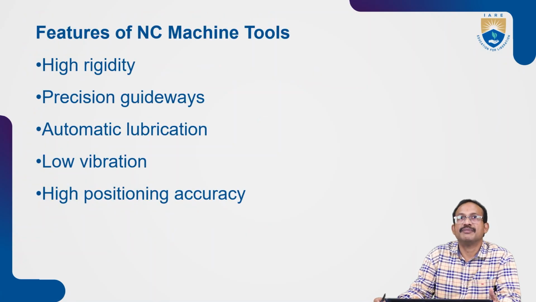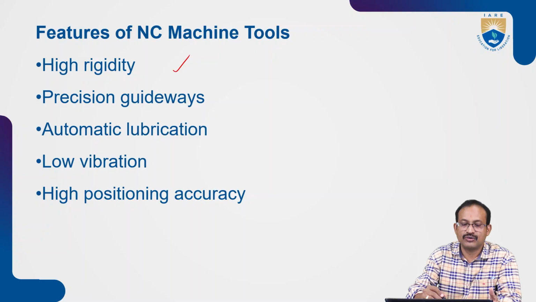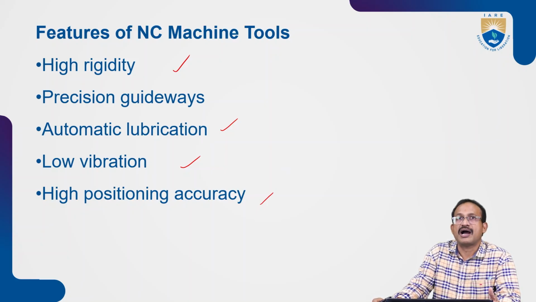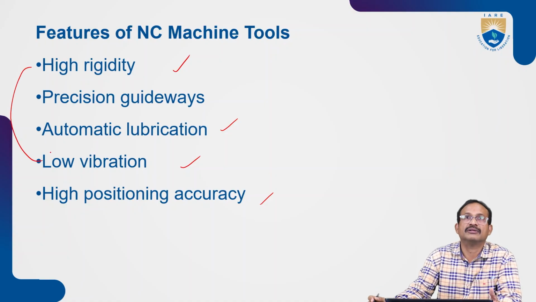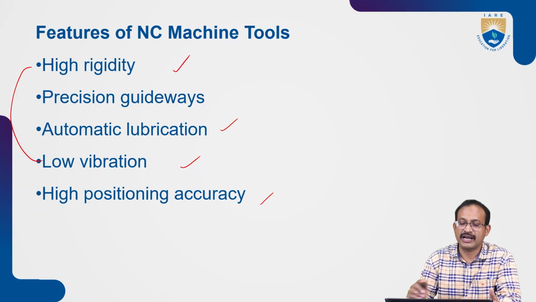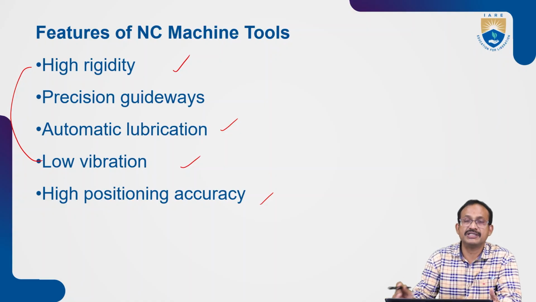Features of NC machine tools: high rigidity, precision guideways, automatic lubrication, low vibration, high positioning accuracy. So these are the important features of NC machine tools. High rigidity, so because of that, definitely low vibration. These two are related to one another. Precision guideways: here the guideways are highly finished, and those guideways are manufactured with high speed steels, and automatic lubrication systems are always at work. So that's why those guideways will be perfectly alright. Next, high positioning accuracy too.